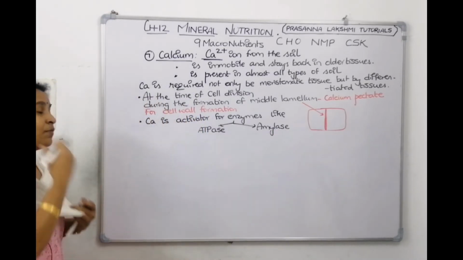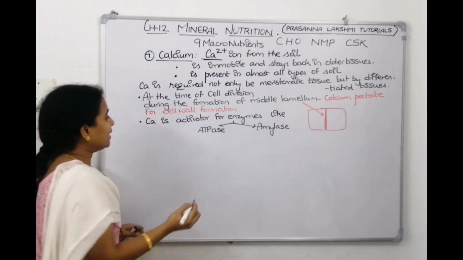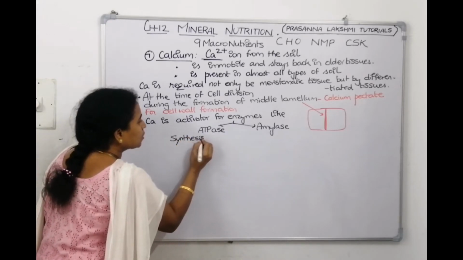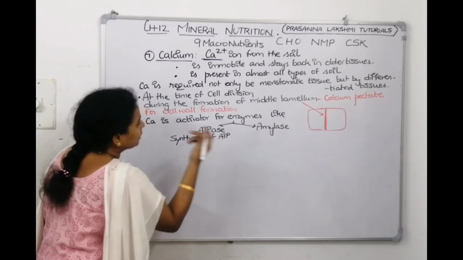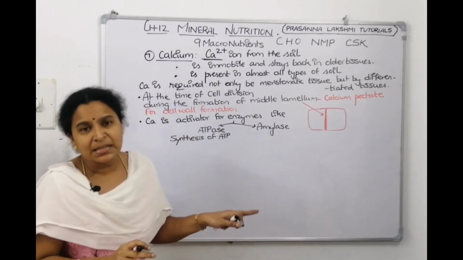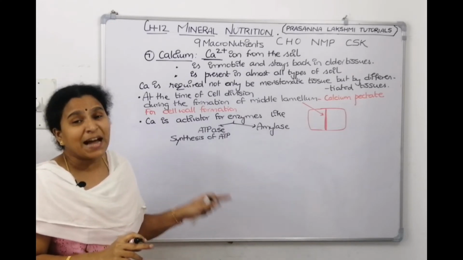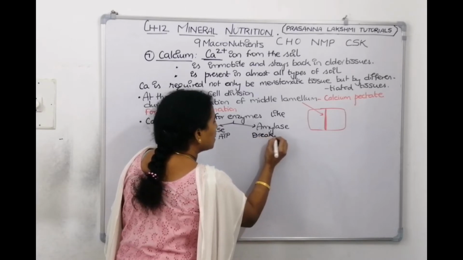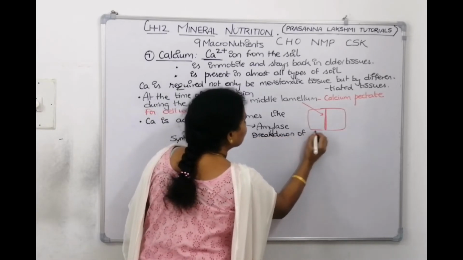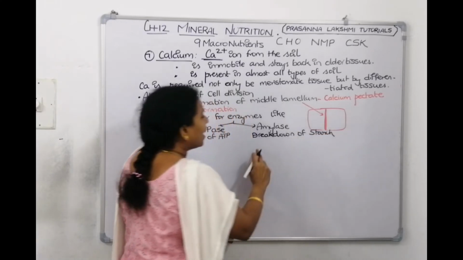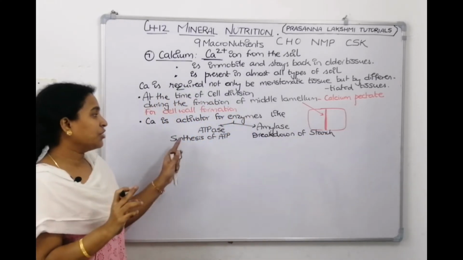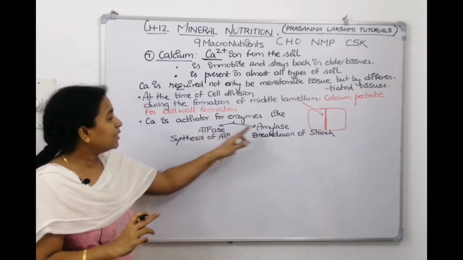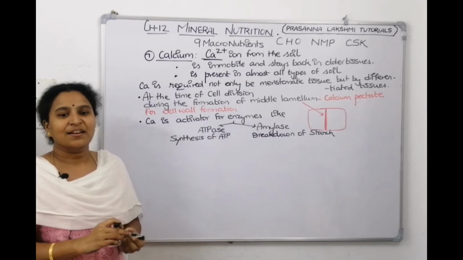ATPase is an enzyme which is used for making ATP. ATPase helps in synthesis of ATP also, breakdown of ATP also. Amylase is an enzyme which is helping in breaking of starch, right? Amylase helps in breakdown of starch, right? Amylase is an enzyme which helps in breakdown of starch. ATPase is an enzyme which helps in synthesis also, breakdown also of ATP. For these two enzymes, calcium is an activator, right?